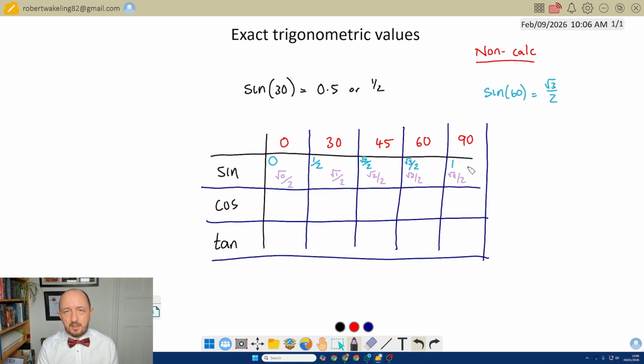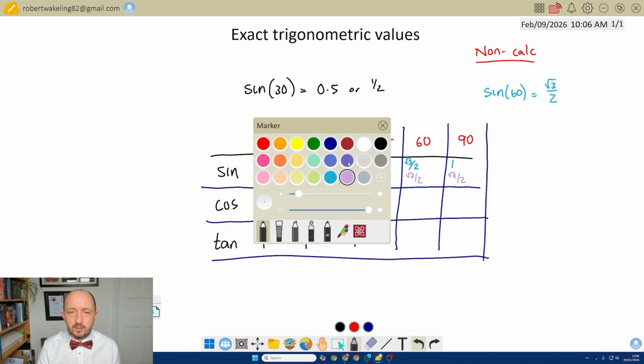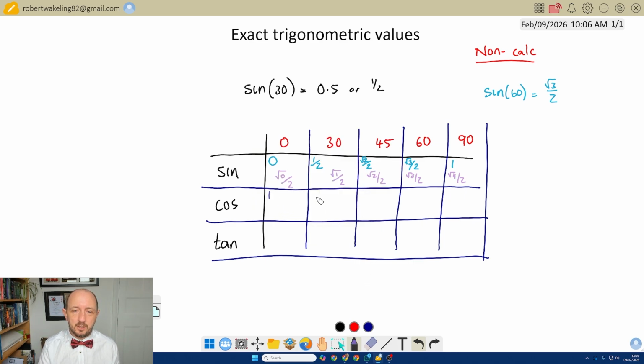Once you've learnt sine, however, cos is just the reverse. 1, root 3 over 2, root 2 over 2, 1 over 2, and 0. The exact reverse of sine. So if you've learnt sine, you've kind of learnt cos, if you kind of know this pattern here. Okay. Ideally in the exam you wouldn't be going root 1 over 2, root 2 over 2, but if that helps you, it will only lose you 20 seconds or something like that. So absolutely fine.